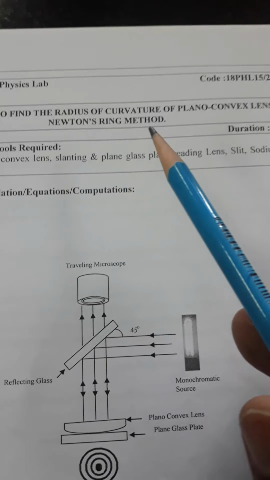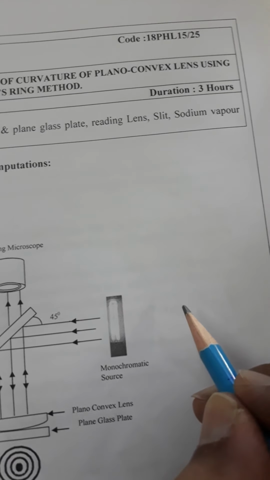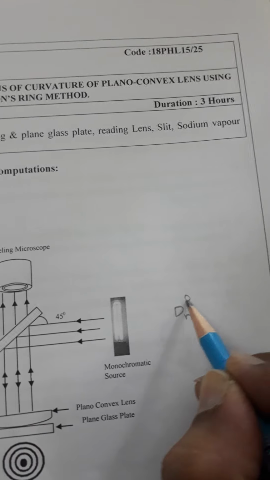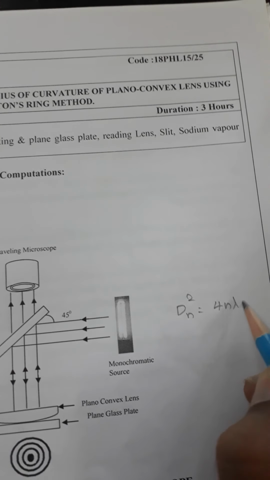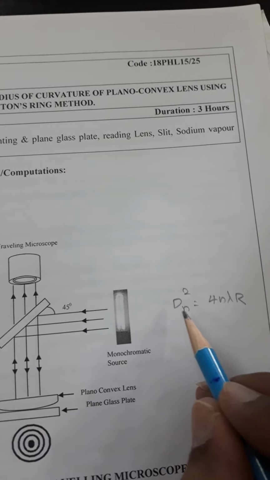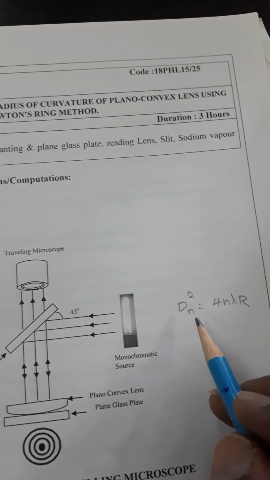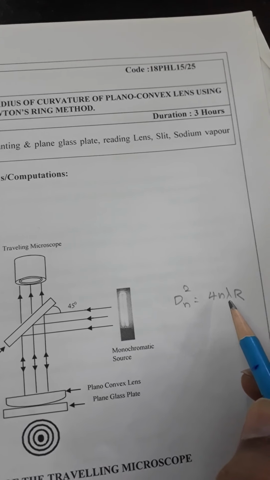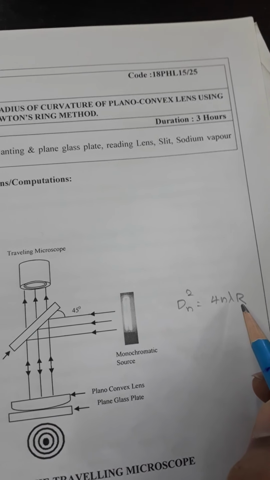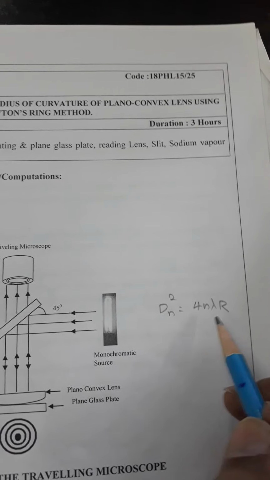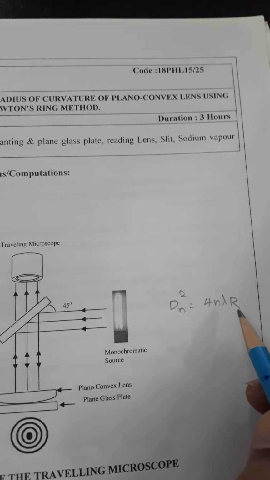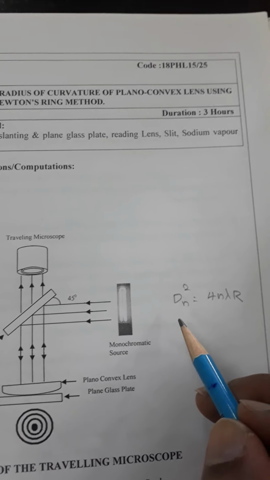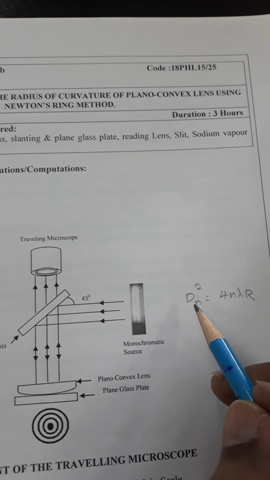Now the formula which we use to find this radius of curvature, we have derived in class. Dn square is 4n lambda r. Here Dn is the diameter of the nth ring, n is the ring number, lambda is the wavelength of light, and r is the radius of curvature. So we are going to use this formula to calculate r, and for that we need to measure the diameter of different dark rings.